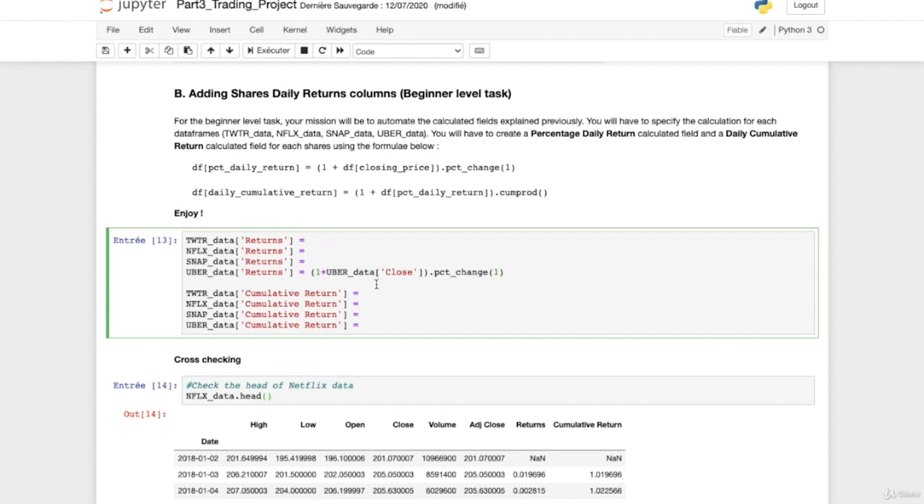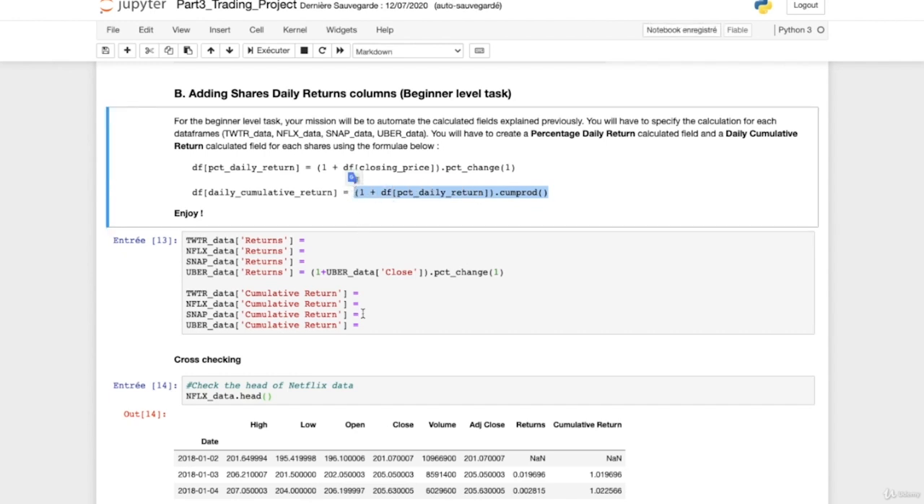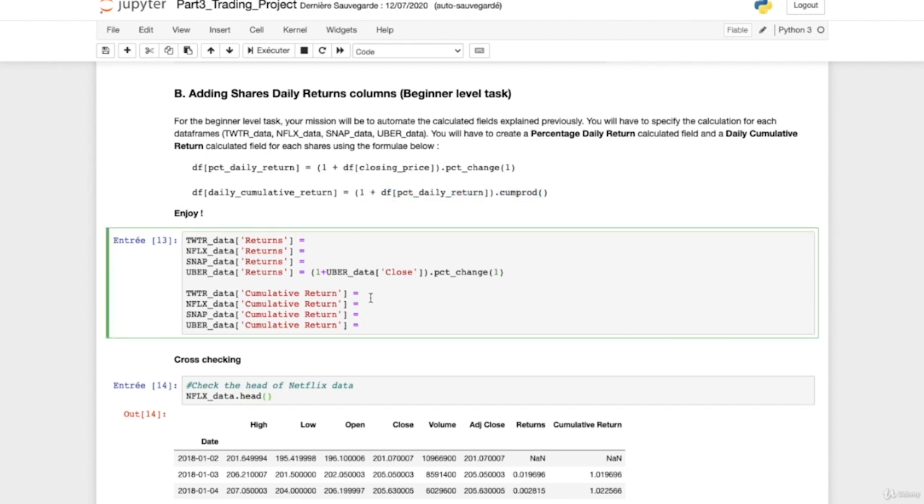Once you have completed this task, you will have to create your cumulative return column. Concerning this task, I'm not giving you any hint. You will have to develop this formula by yourself inside this field in order to create a new column which will be called cumulative return. The cumulative return calculation is 1 plus the name of your data frame and the percentage daily return column. In this case, we name this column returns, which means you will have to be careful on this point, and adding dot cumprod.